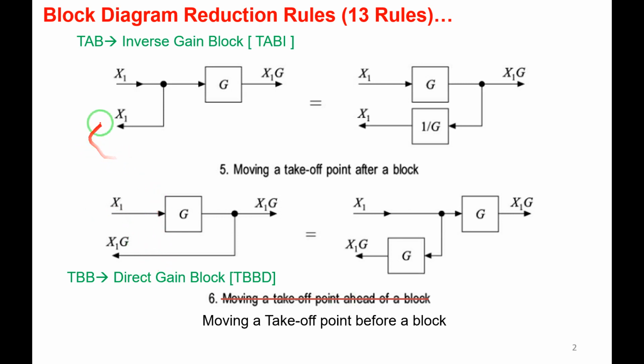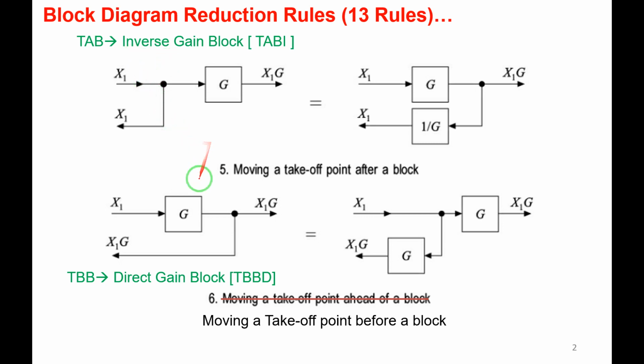Just for revision, the first rule speaks about blocks in series or cascade. Then blocks in parallel, second rule. Third and fourth rules: moving the summing point after a block and moving the summing point before a block. SABD: summing point after a block has to pass through a direct gain block. Summing point before a block has to pass through an inverse gain block. SABD, if you remember, right? I gave the hint yesterday.